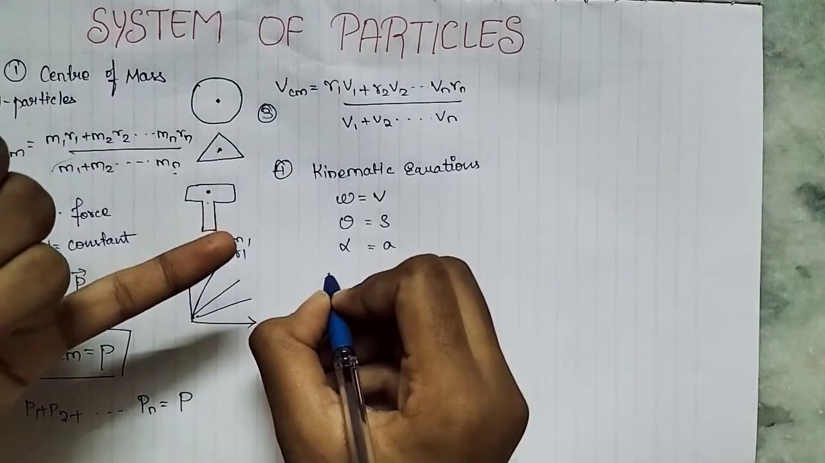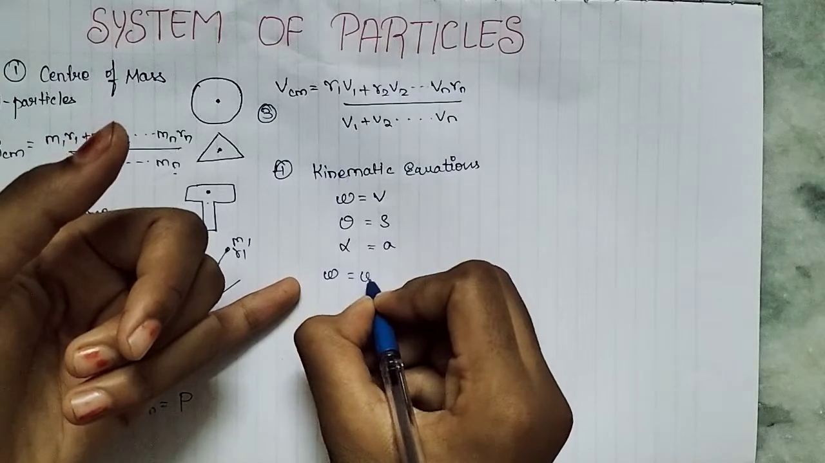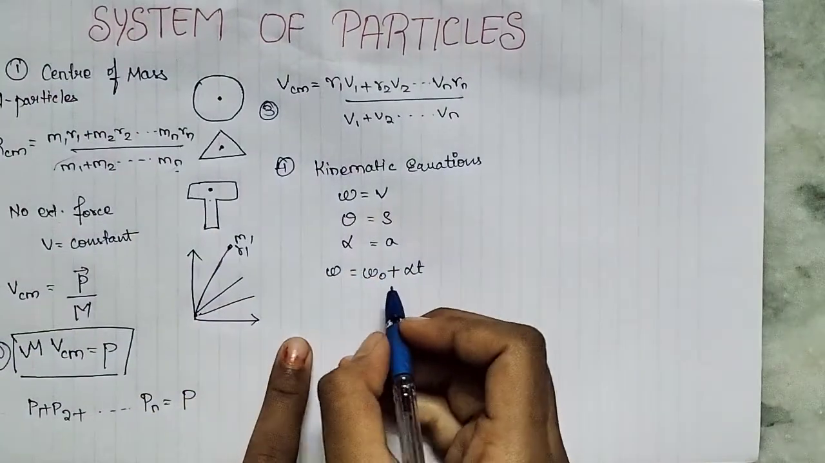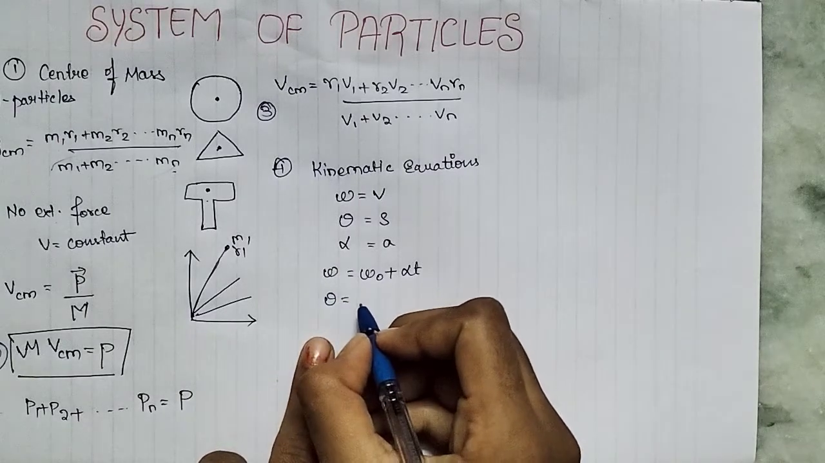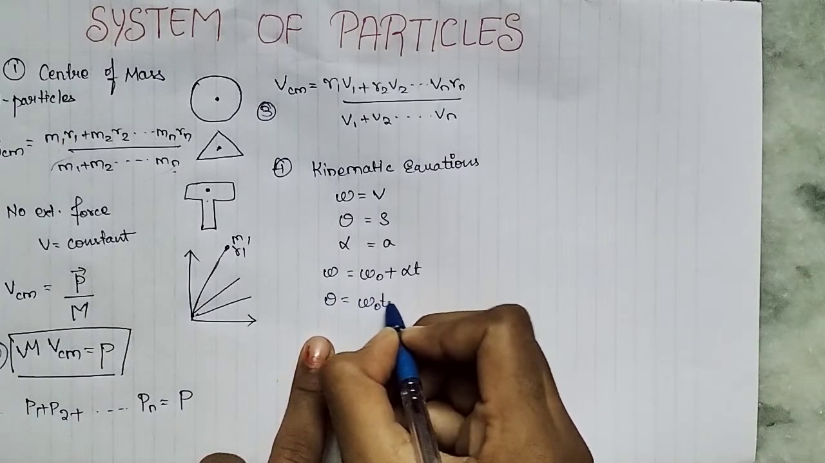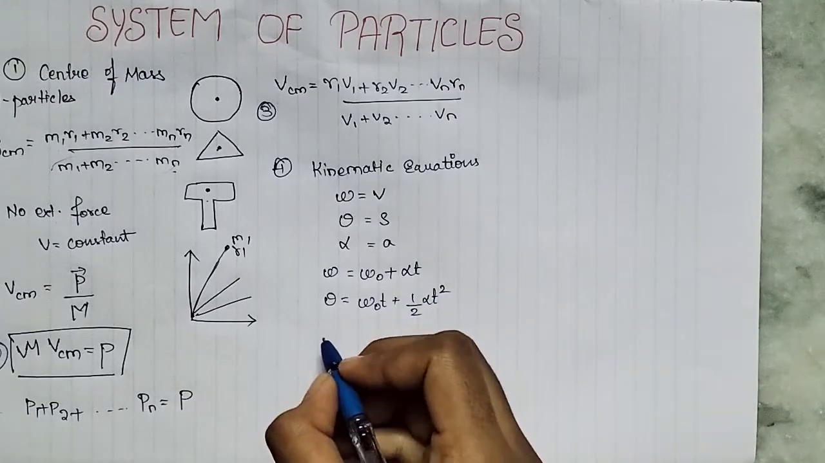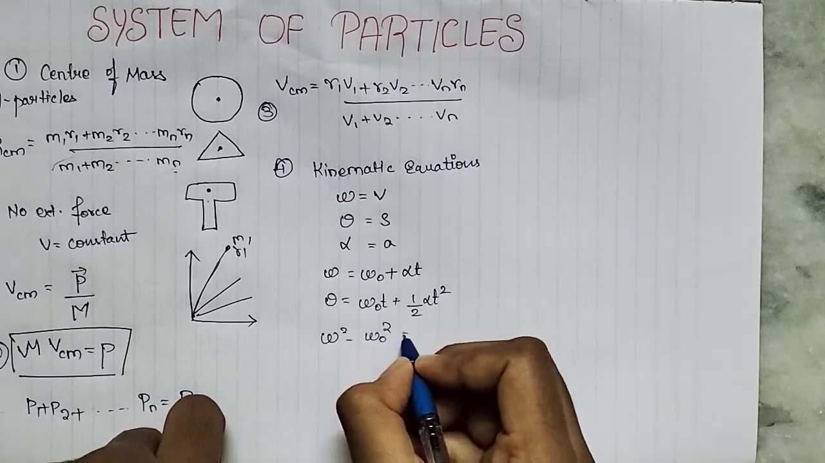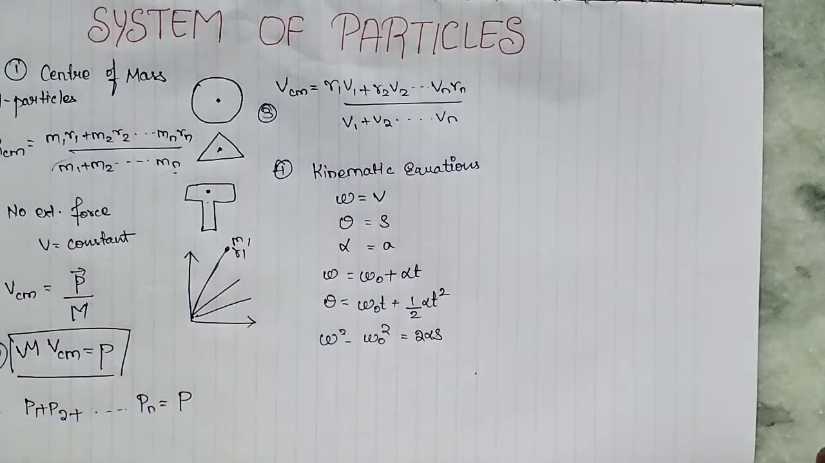Omega equals omega naught plus alpha t. Final velocity equals initial velocity plus acceleration into time. The second equation is theta, displacement, equals omega naught t plus half alpha t squared. Remember these things: omega square minus omega naught square equals 2 alpha theta. So this is the fourth equation. Shall we move on to the fifth equation?